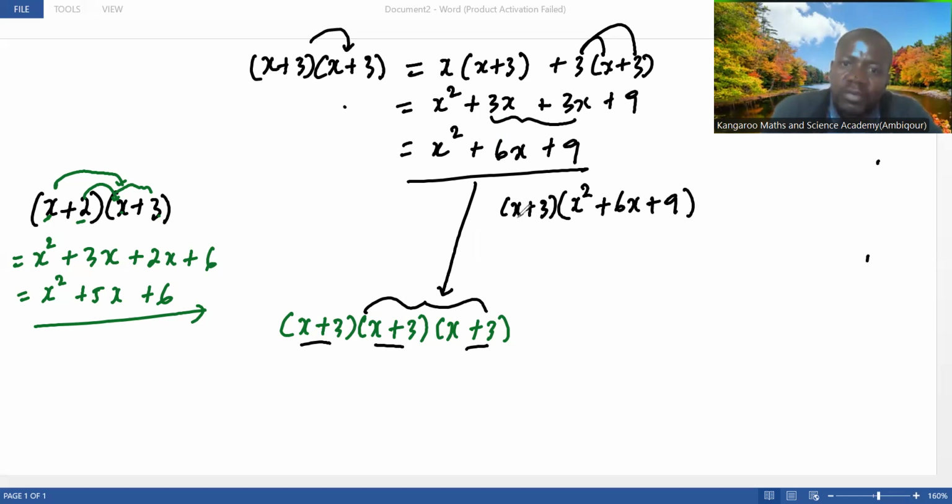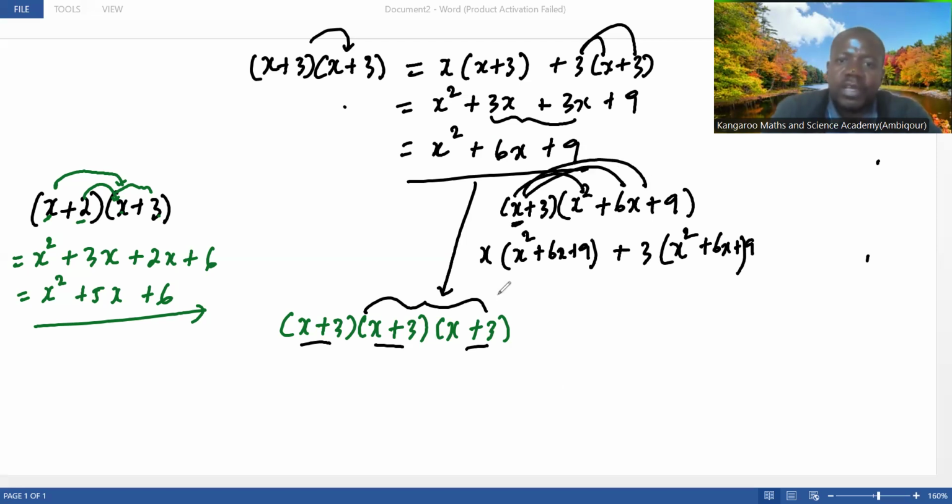You see, this time around, it means you can still do this. Take this one, x, open, close. Take the 3, open, close. Then you're going to have x squared plus 6x plus 9. Or you do the multiplication in each.